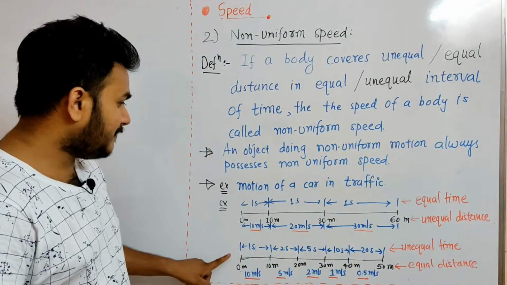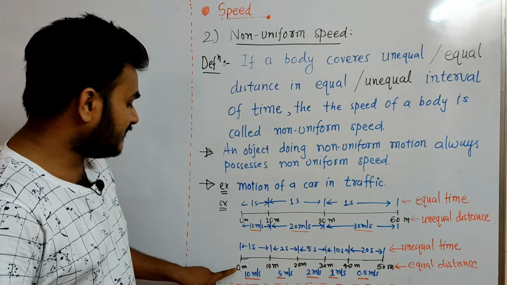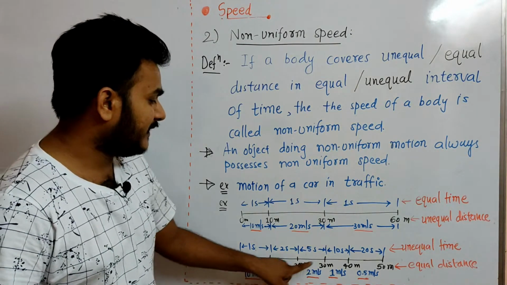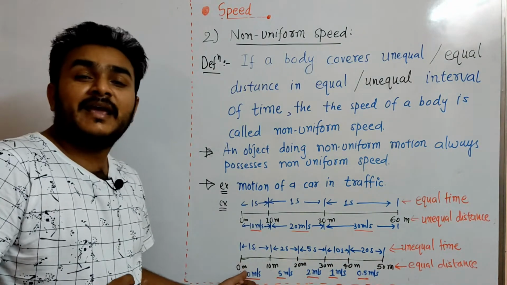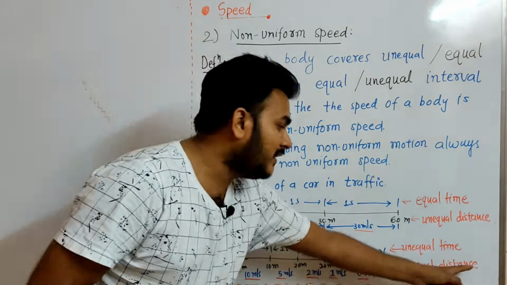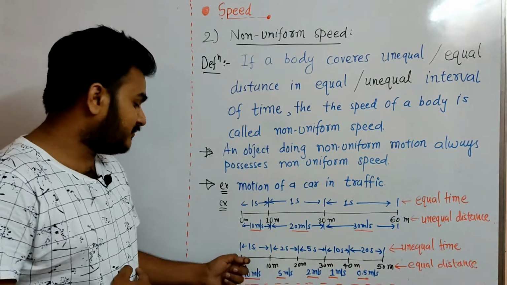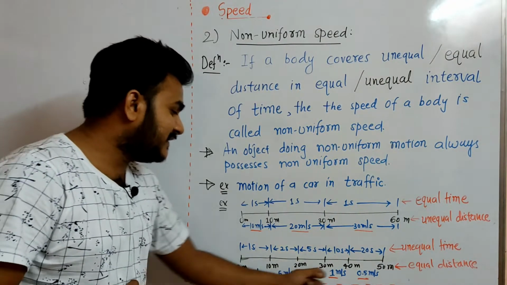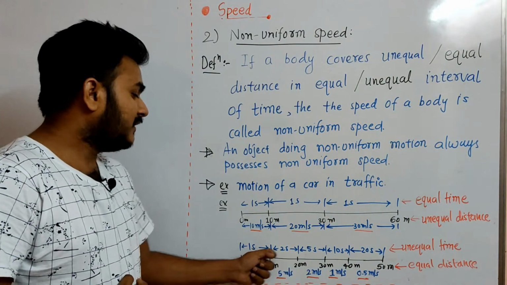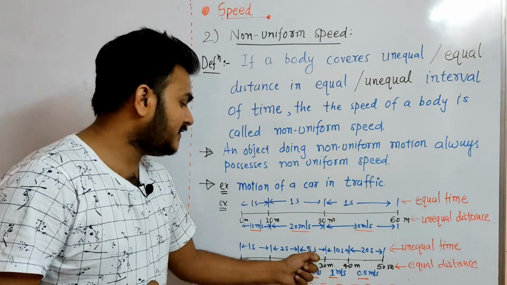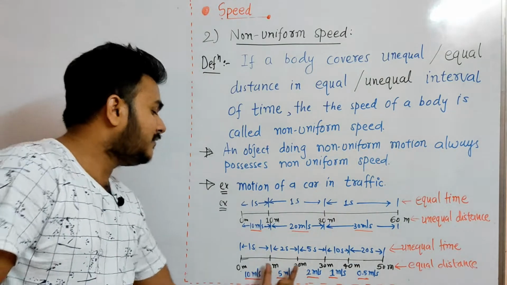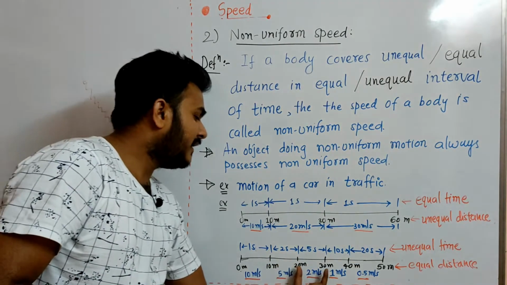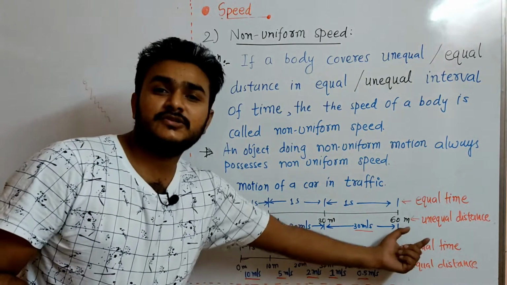Now for the second example, here the distances are 0 meter, 10 meter, 20, 30, 40, 50, and they are having equal value. So we are having equal distances, but you just see that the object covers these distances in 1 second, then 2 seconds, then 5 seconds, 10 seconds, 20 seconds. Means first 10 meter in 1 second, next 10 meter in 2 seconds, next 10 meter in 5 seconds, and so on.